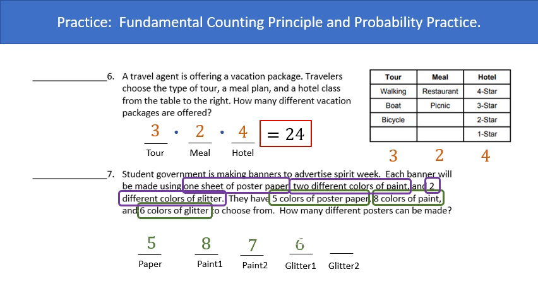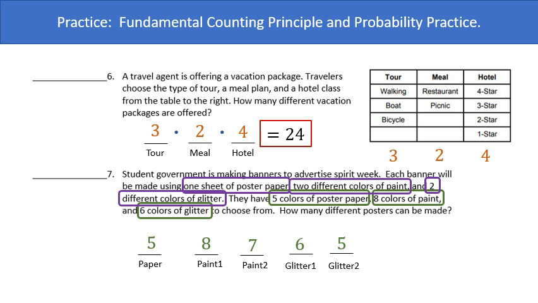Okay, look at glitters. How many different glitters do you have to choose from? There are 6 different colors of glitter to choose from. But again, once you choose that first color of glitter, you can't choose it again because they want you to choose 2 different colors of glitter. So how many different options do you have for the second color of glitter? Only 5.